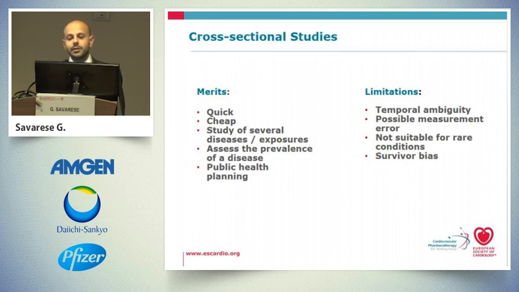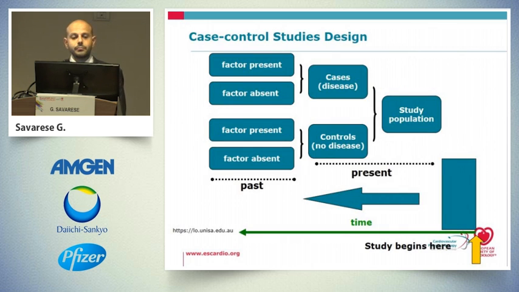The limitation is the temporal ambiguity, because as I said, the study exists just in one time point, regardless of follow-up, so regardless of what can happen tomorrow or what happened yesterday to the patients enrolled in the study. So there is possible measurement error. They are not useful for investigating rare conditions, and they are liable to survival bias. Then let's see a case control study.